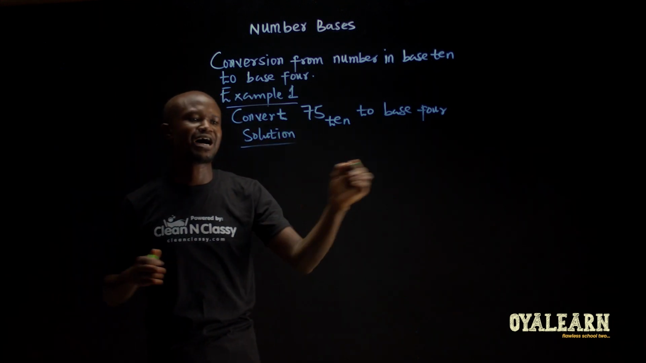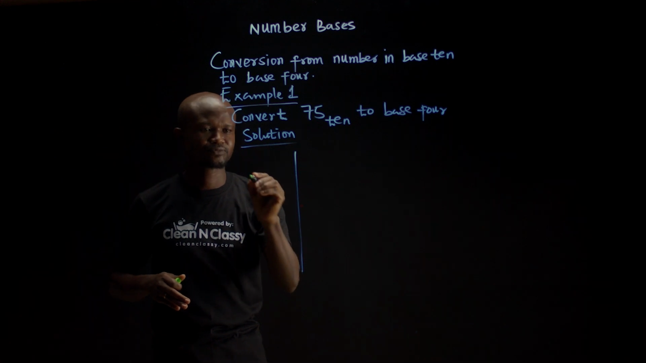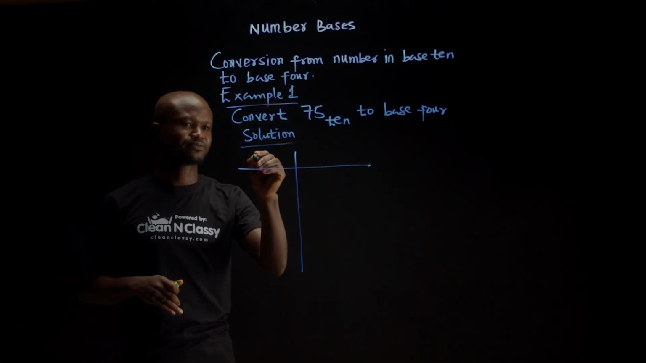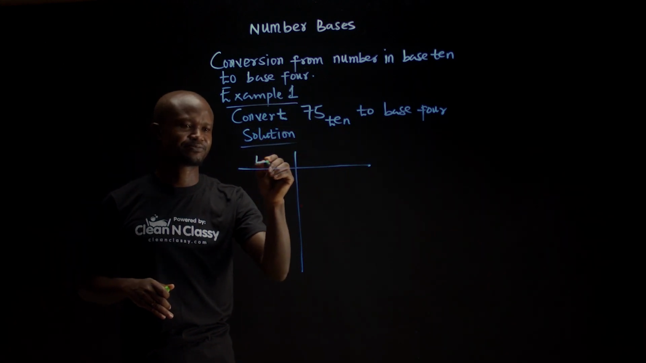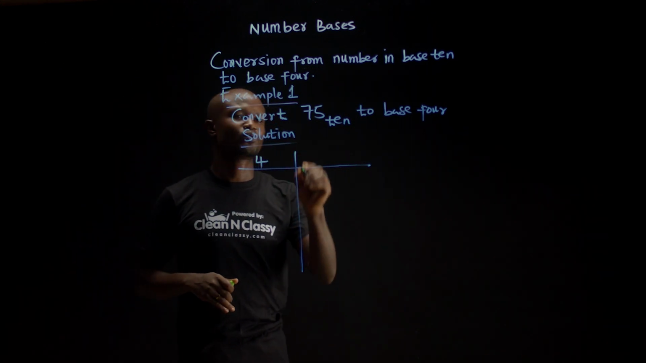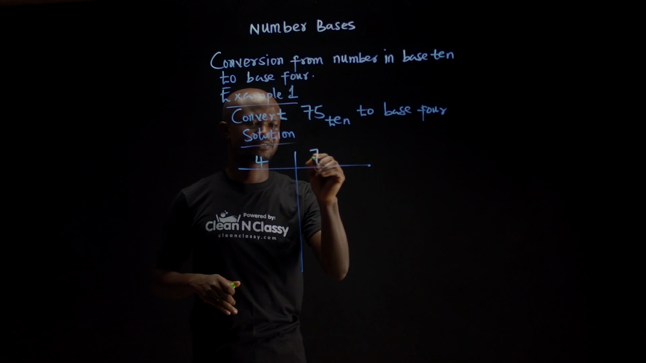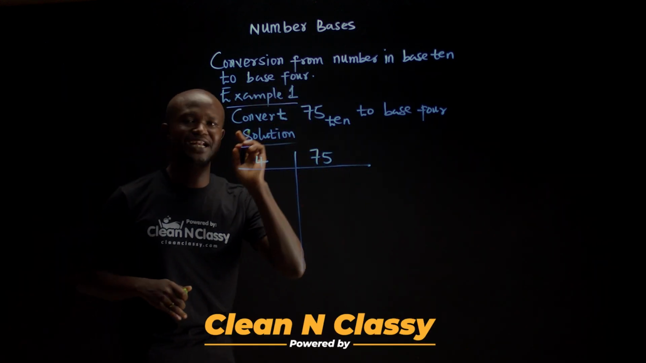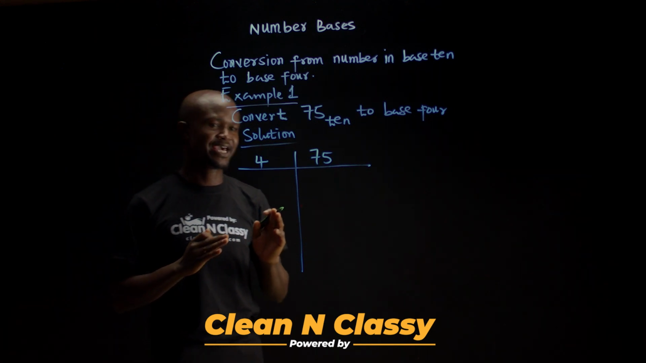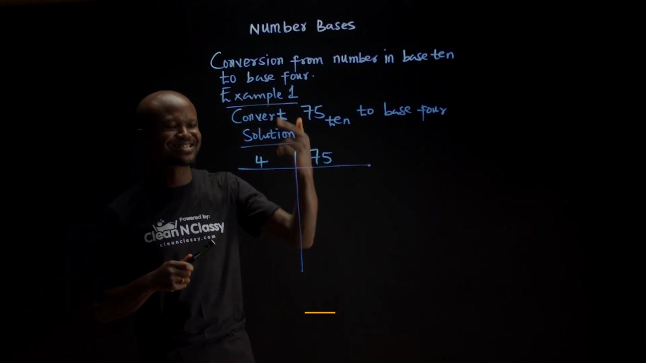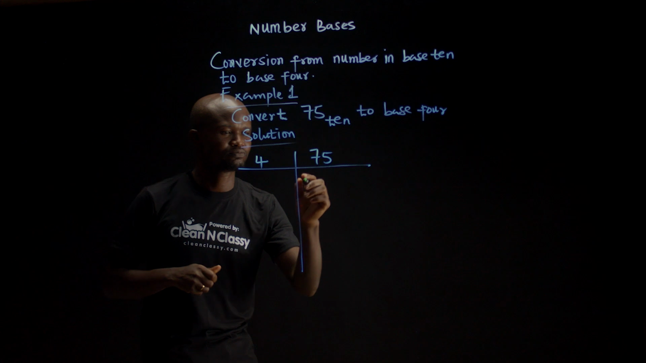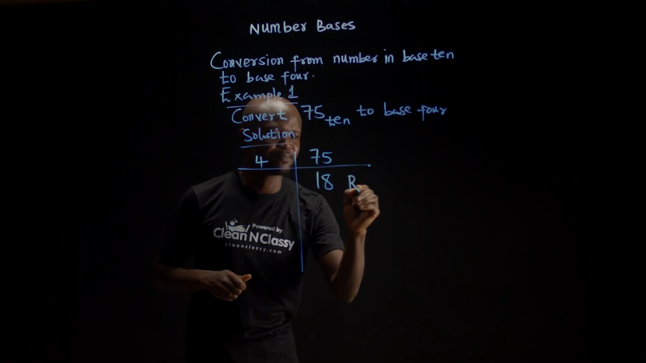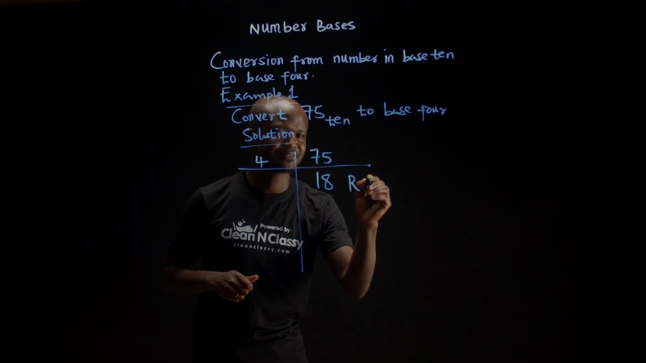Now we need to draw our table. The number that we're using to convert, which is 4, that we are converting to rather. Now, what we are supposed to convert, which is 75. In this case, 75 divided by 4, that's what? 18, because 18 times 4 is 72. So the remainder, that will be remainder what? Remainder 3.